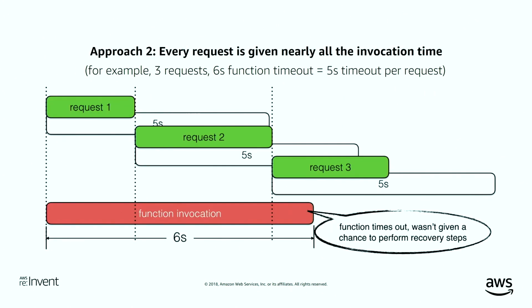Another approach I see is I've got a function with 6 seconds. I'm going to be much more optimistic here, and I'm going to allow every request 5 seconds to complete. So even though individually, none of them took longer than 5 seconds, collectively, they took too long, more than the 6 seconds that I have in my function. In this case, my function gets timed out before I have the chance to do any recovery from those steps myself.